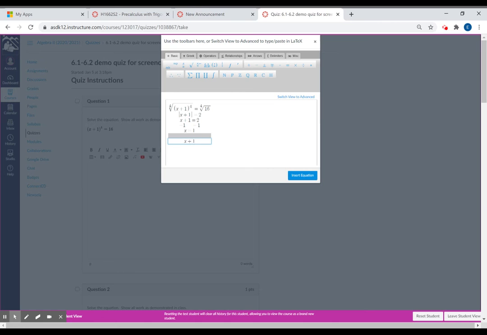So now x plus 1 is equal to negative 2. I have to subtract 1 on both sides. And then my x is equal to negative 3. So I have my two answers, x is 1 or x is negative 3, and I'm all set here.